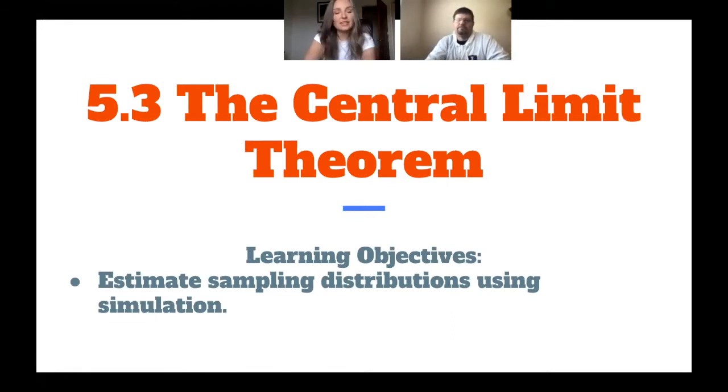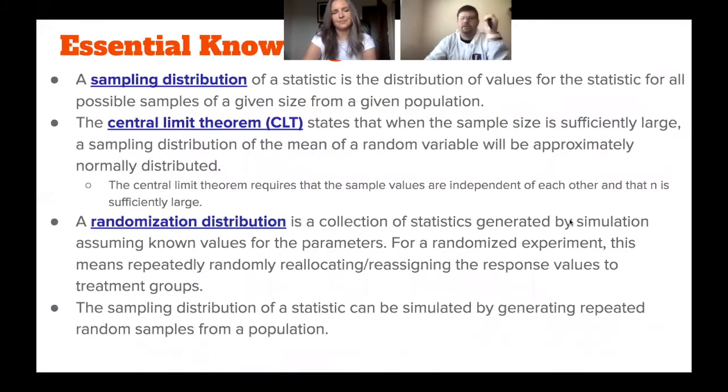So our learning objective is to estimate a sampling distribution using simulation. Why just estimate, I wonder? Well, because we're still stuck with the idea that we cannot necessarily survey or gather information about everything in most populations. True. So remember that a sampling distribution is a statistic.